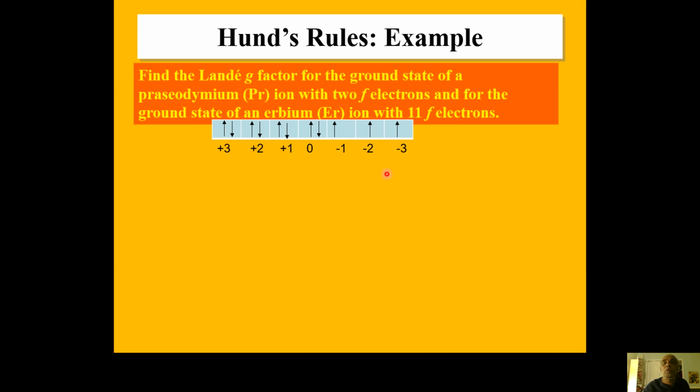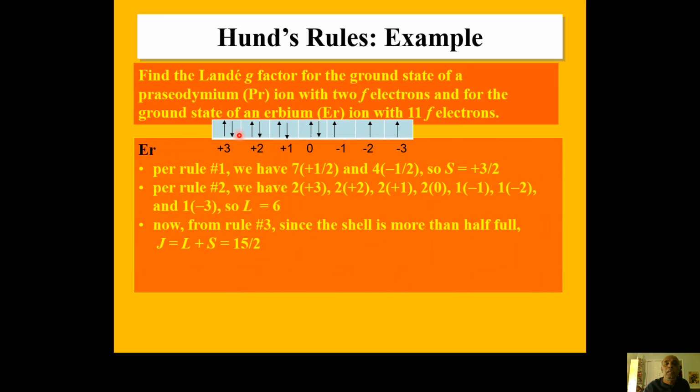Then also, if you want to maximize L, you have to start filling from this +3, right? That's the highest value, +3, +2, like that. So this is the way you can maximize your S and L. That satisfies your Hund's rules 1 and 2. So now you can calculate your total S.